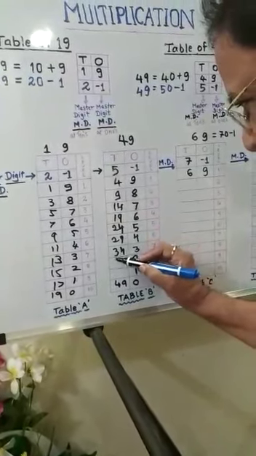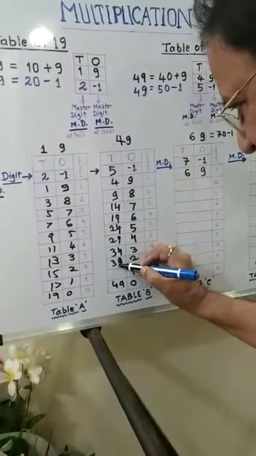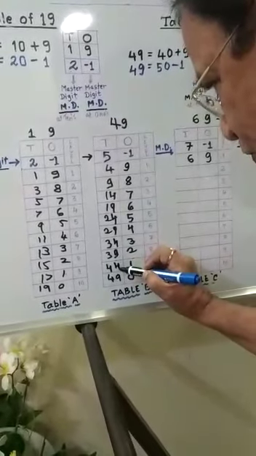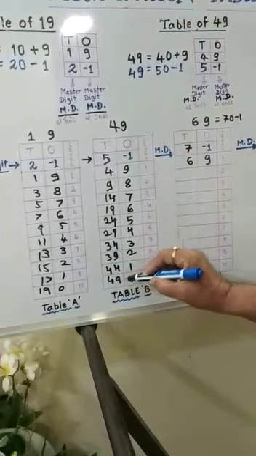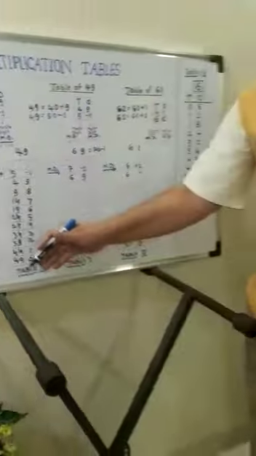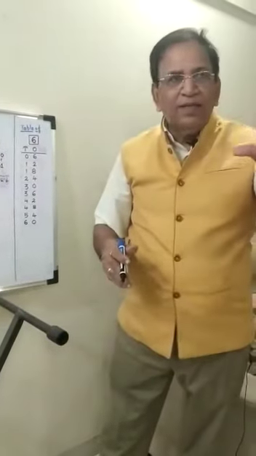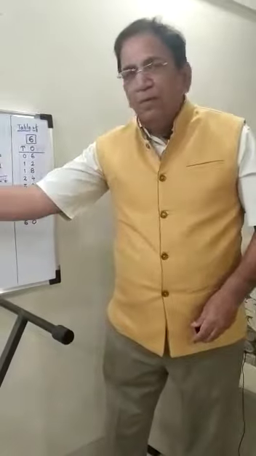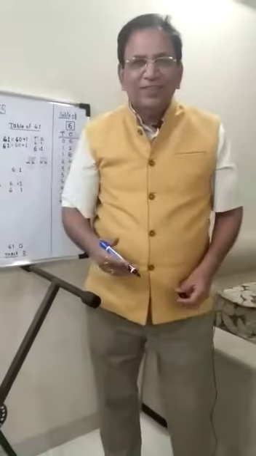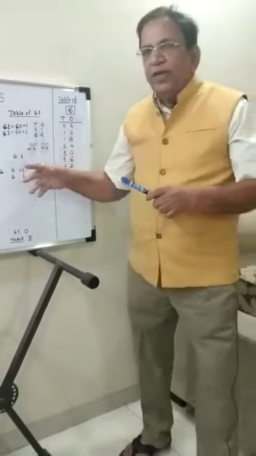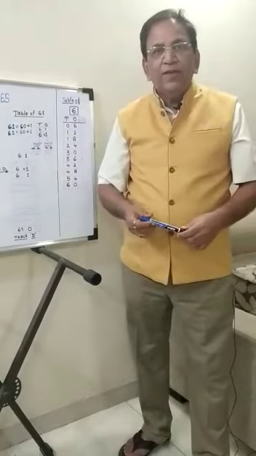34. 34 plus 5, 39. 39 plus 5, 44. And 44 plus 5, 49. So the difficult table of 49 is ready. And again, children, have I asked you to memorize any table? Even the table of 2? No. Without memorizing the table of 2, you were able to prepare the difficult table of 49 in just a few seconds. Now, I will tell you, with this method we can get any two-digit number ending with 1.